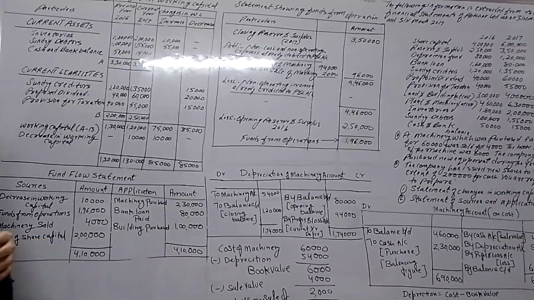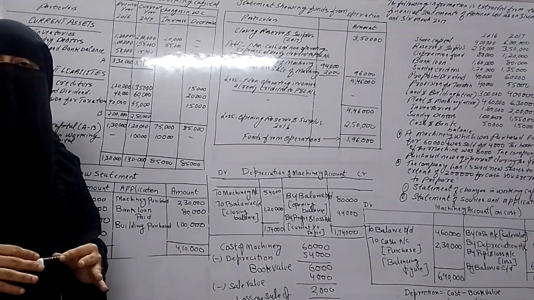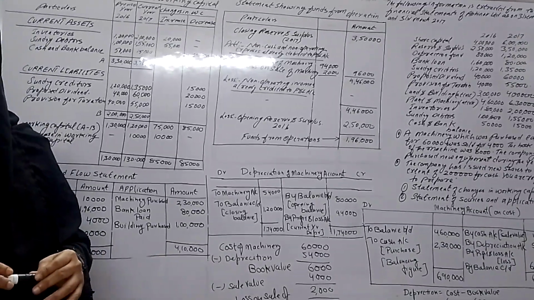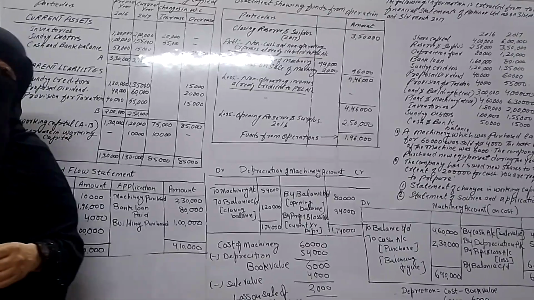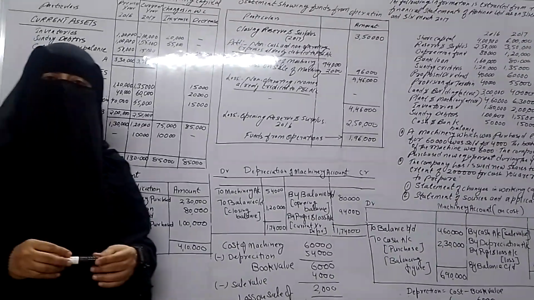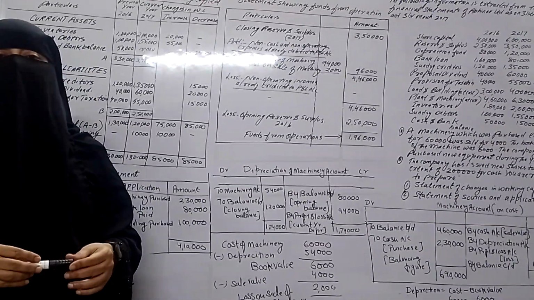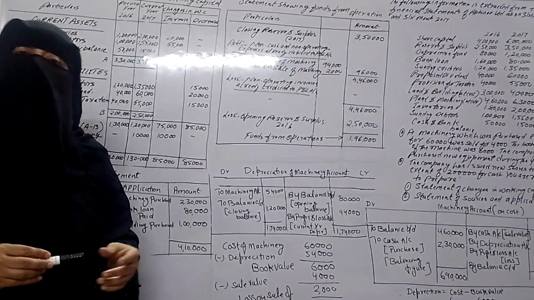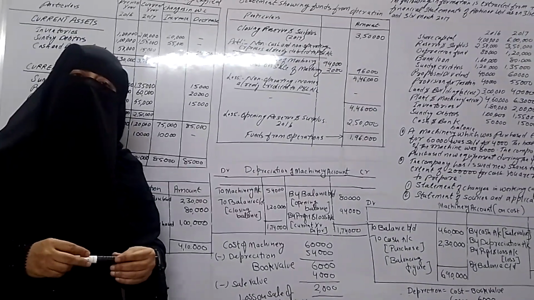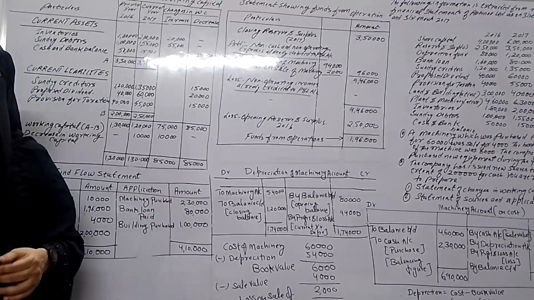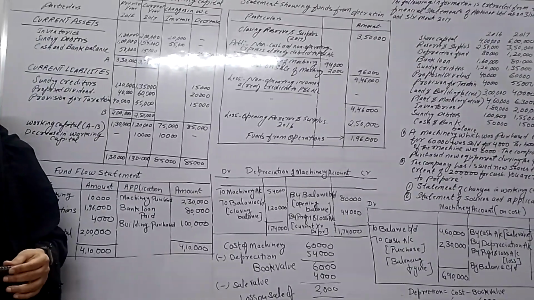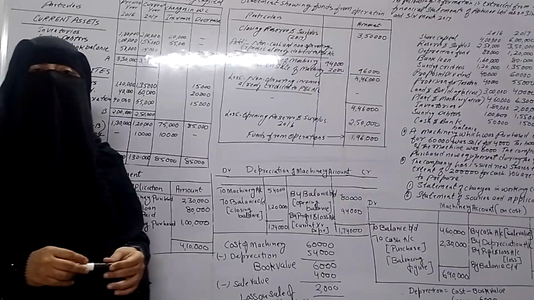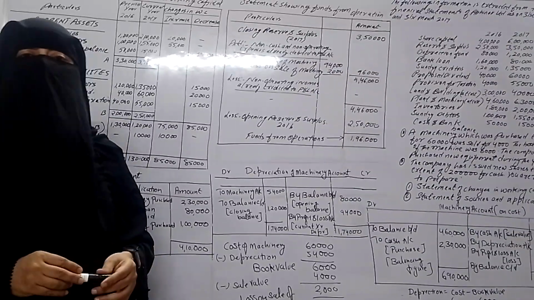The formula of working capital is current assets minus current liabilities. Now, what are the current assets? Current assets are cash in hand, cash at bank, bills receivable, debtors, stock, short-term investments, prepaid expenses. These are the current assets. And current liabilities like creditors, bills payable, bank overdraft, outstanding expenses, provision for taxation, proposed dividend. These are the current liabilities.